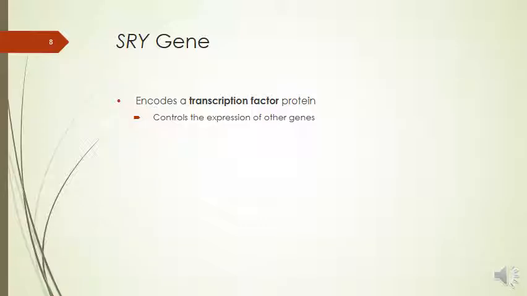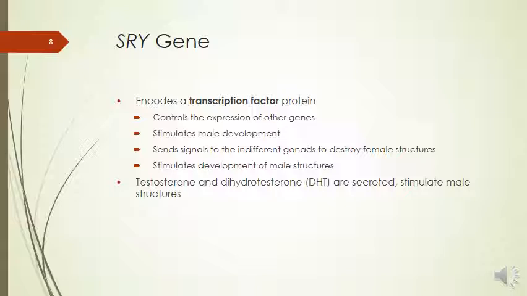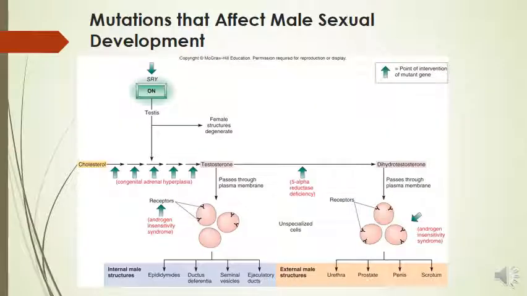So if we take a look at the SRY gene, we see that it encodes a transcription factor, which is a protein. This controls the expression of other genes. It stimulates male development. It sends signals to the indifferent gonads to destroy female structures. It stimulates the development of male structures. And testosterone and dihydrotestosterone, DHT, are secreted, and they stimulate the male structures.